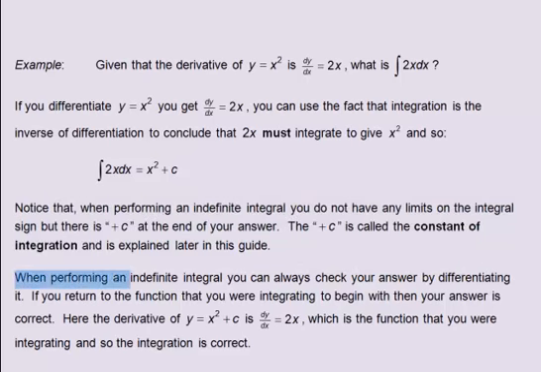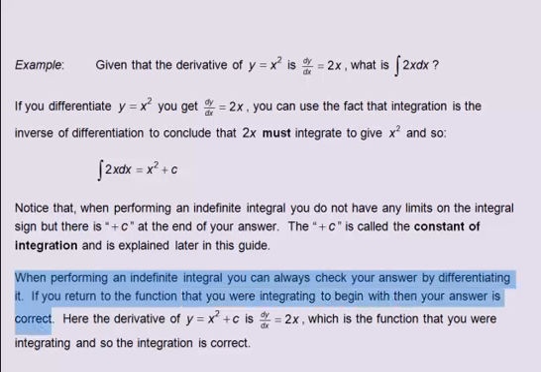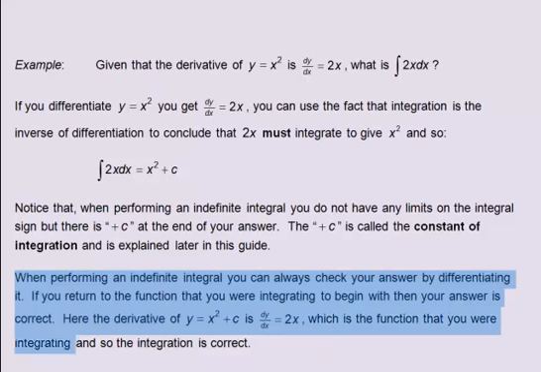When performing an indefinite integral, you can always check your answer by differentiating it. If you return to the function that you were integrating to begin with, then your answer is correct. Here, the derivative of y equals x squared plus c is dy by dx equals 2x, which is the function that you are integrating, and so the integration is correct.